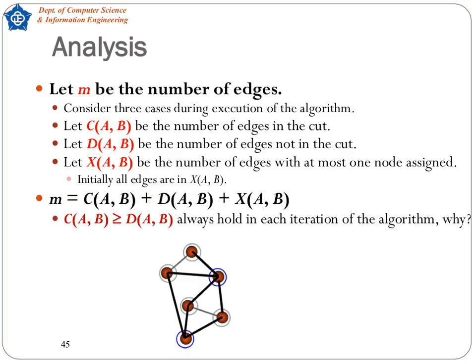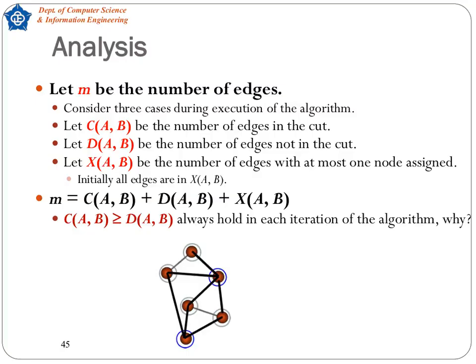DAB denotes the number of edges that are not in the cut. And finally, XAB signifies the number of edges where at most one of their connected nodes has been assigned. It's crucial to understand that initially all edges would fall into this XAB category. So the total number of edges M can always be expressed as the sum of these three categories. M equals CAB plus DAB plus XAB.